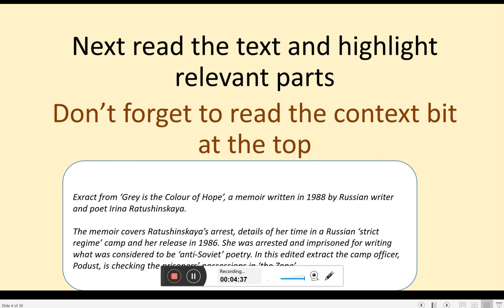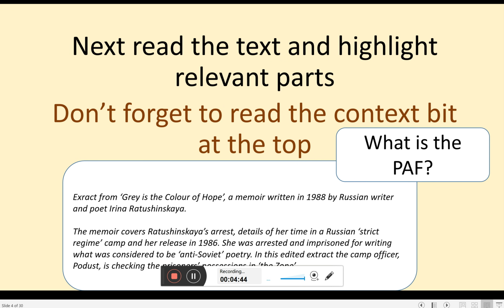In this edited extract of the camp officer, Podest is checking the prisoner's possessions in the zone. Okay, so what you need to have a think about is what is the purpose, audience, and the form.